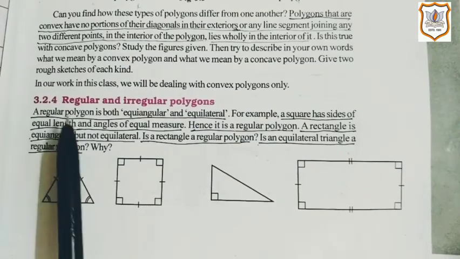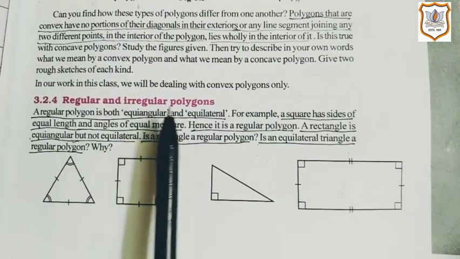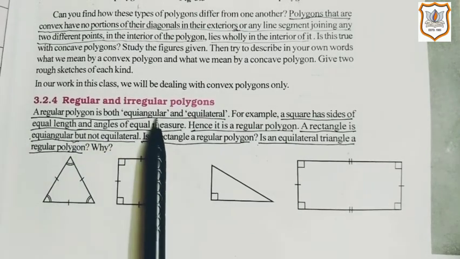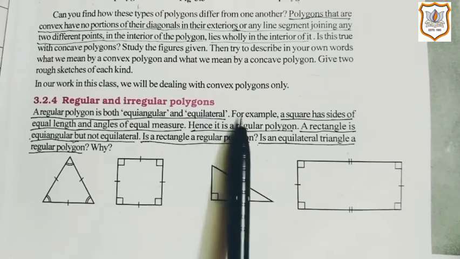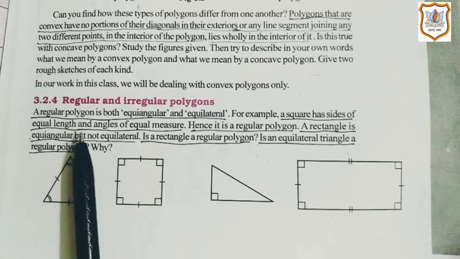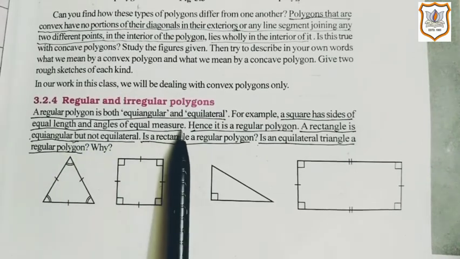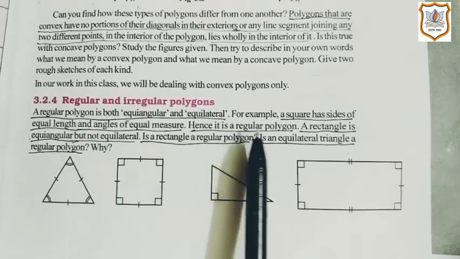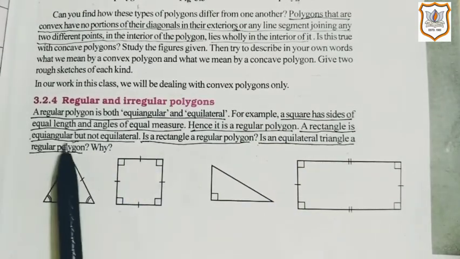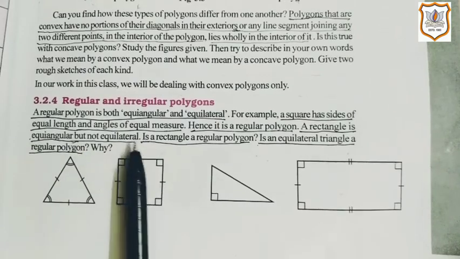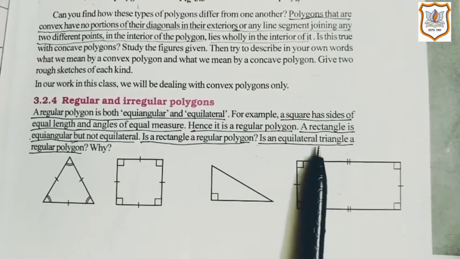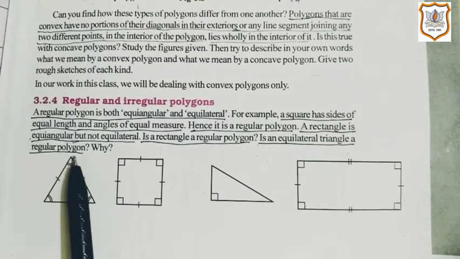Next, regular and irregular polygons. A regular polygon is both equiangular and equilateral. For example, a square has sides of equal length and angles of equal measure. Hence, it is a regular polygon. A rectangle is equiangular but not equilateral. Is a rectangle a regular polygon? Is an equilateral triangle a regular polygon?